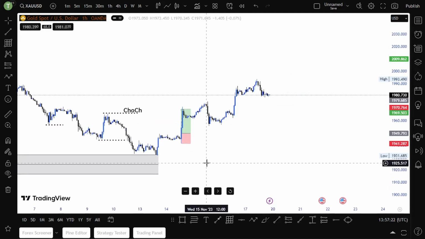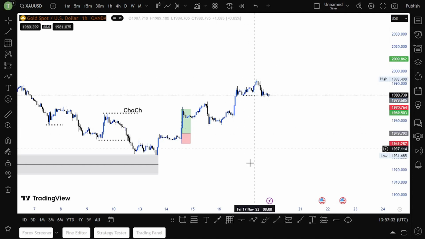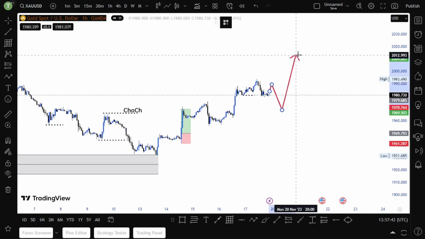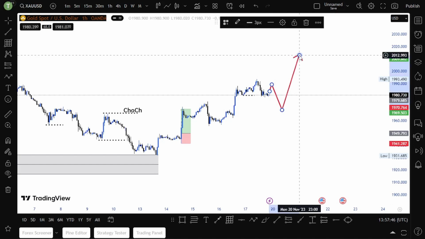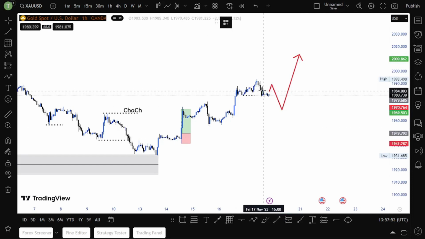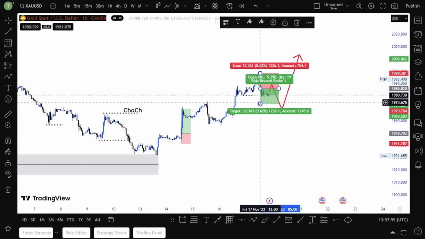So yeah, now we have a change of character inside. So now we'll be having a pullback. There's a small pullback, and then we sell, because I'm already in a small sell here since I sold somewhere here. So we are now in a pullback, and I'm waiting to complete this pullback.